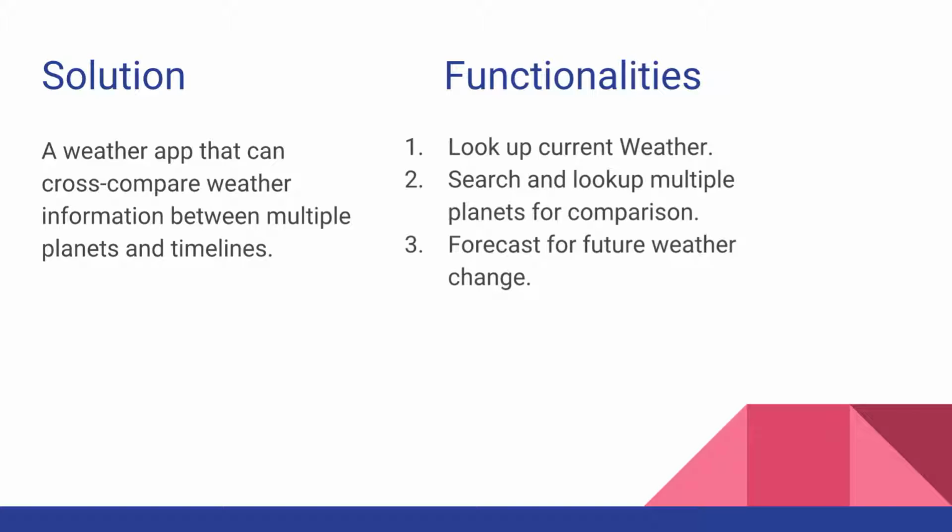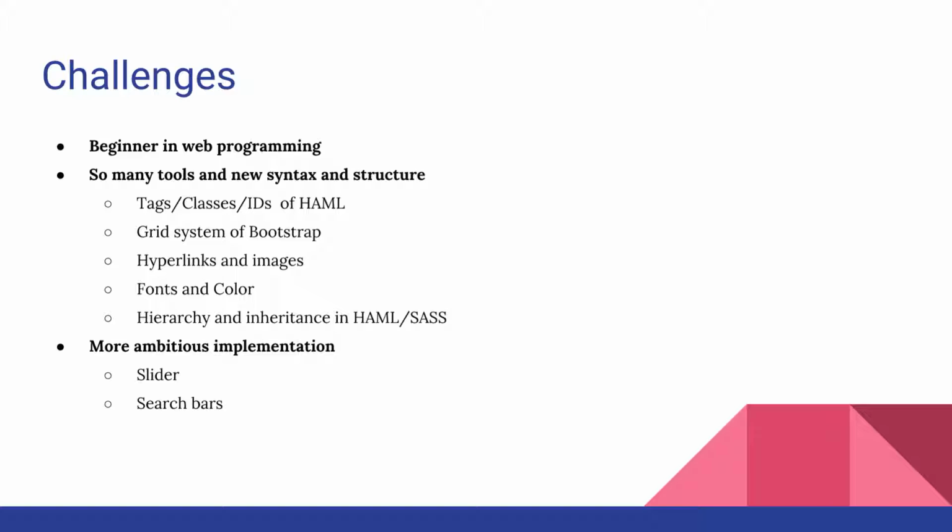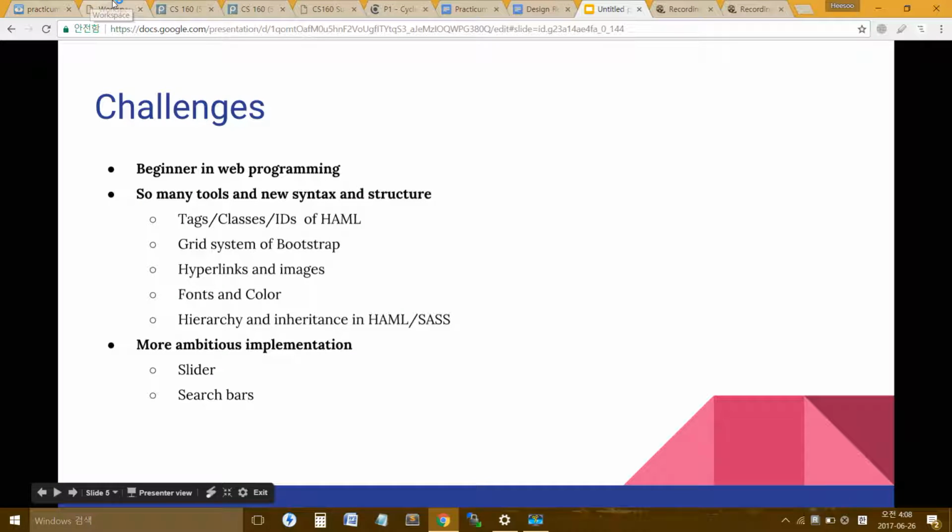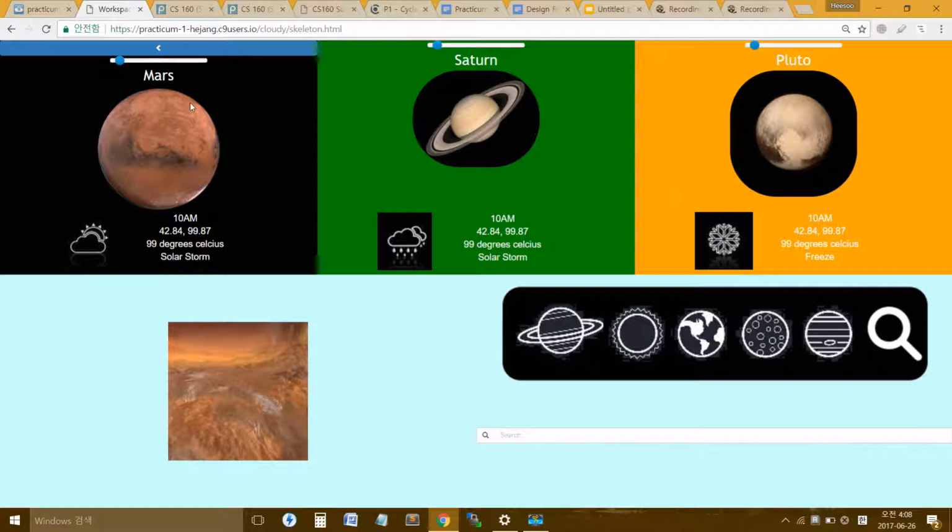So my weather app can do three things: it can look up current weather, it can search and look up multiple planets for comparison, and it can forecast for future weather change. So let me just go back to my app. So this is basically my weather app. It is currently in multi-planet comparison mode.